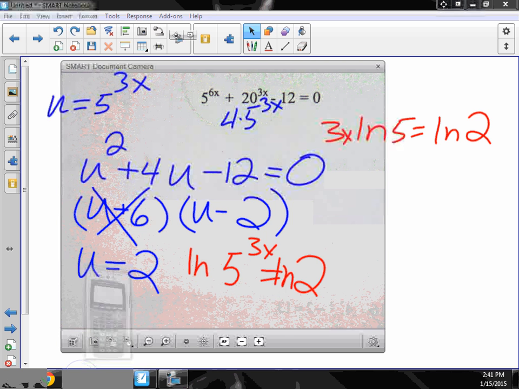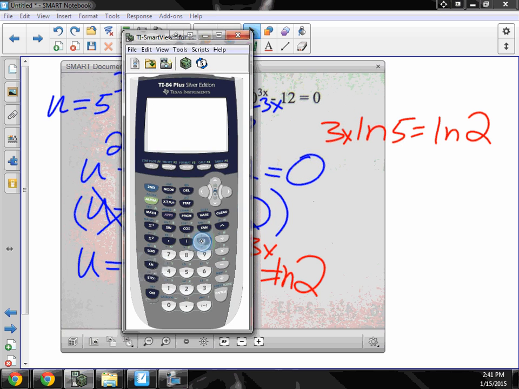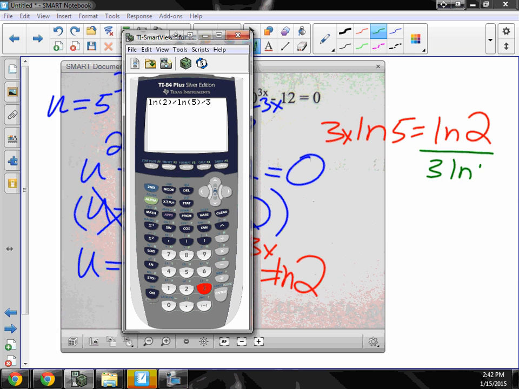So this is what I would do. ln 2 divided by ln 5 divided by 3. Or you could have done ln 2 divided by 3 divided by ln 5. But if you do them together, you have to put parentheses around them. So it would look like this. And that would also work. So that gives me 0.14. 0.14 is the only x value that will make that equation equal 0. Okay? All right. Get to work.